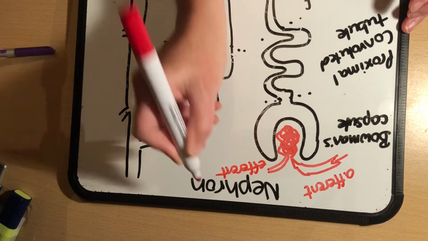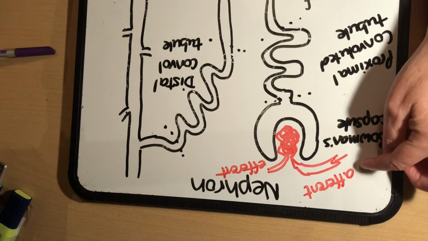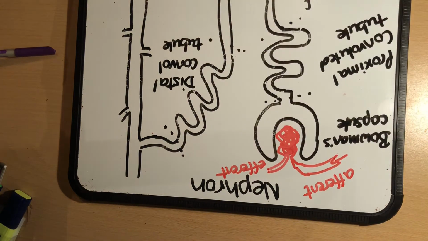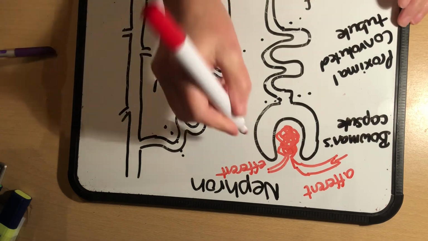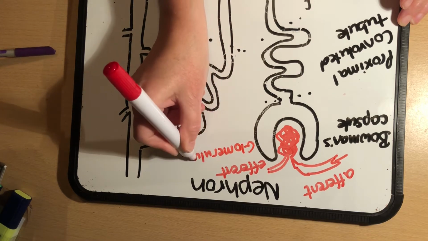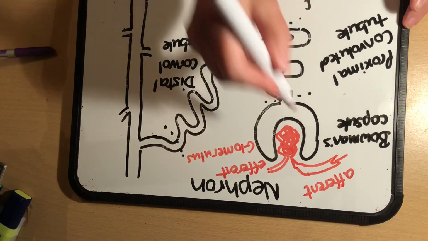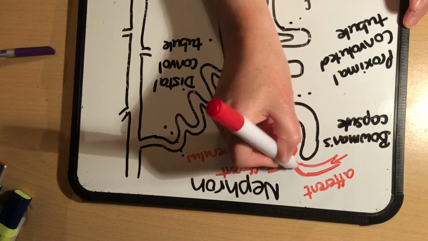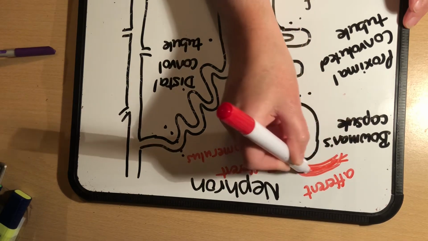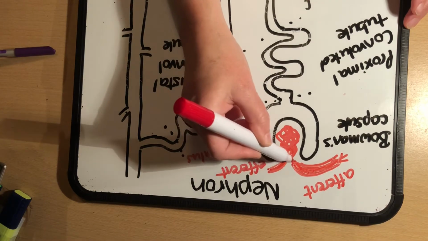Now, when I was in school, we had to learn Latin, and so these come from Latin words. So the afferent is taking it to the structure, and this structure, this ball of capillaries is called the glomerulus. So that ball of capillaries is called the glomerulus. The afferent arteriole is taking the blood into it, and the blood leaves it in the efferent arteriole.